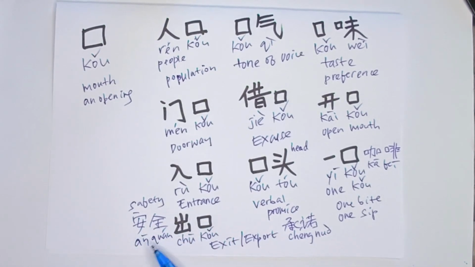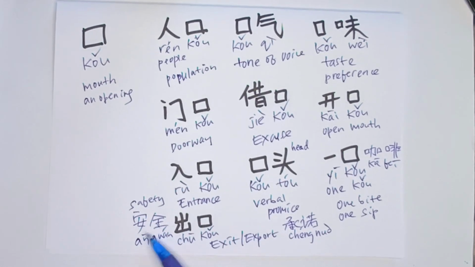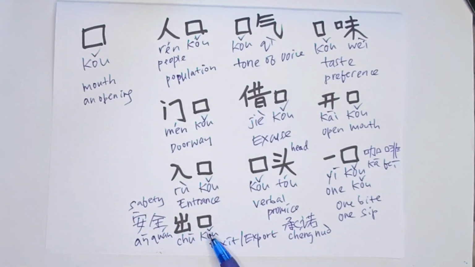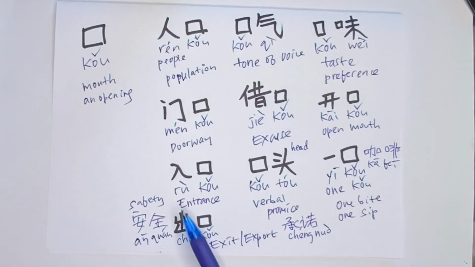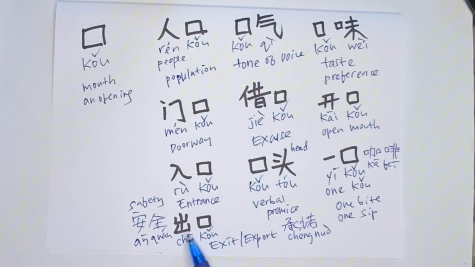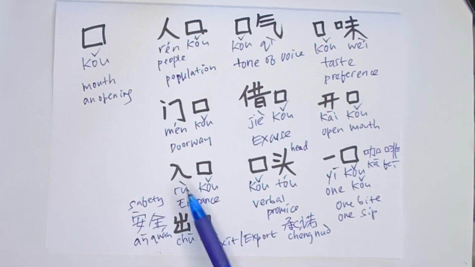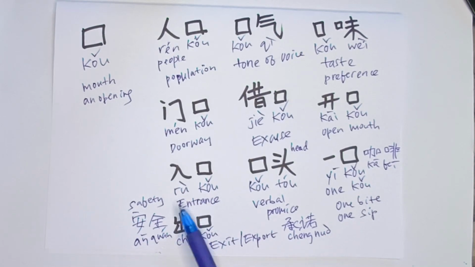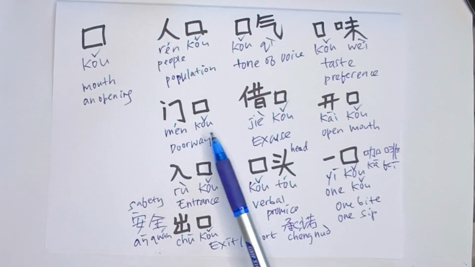安全 means safety. Safety exit. Or 出口 can also mean export. China does a lot of export. And 入口 is the opposite of 出口. 出 is to go out, 入 is to come in. 入口 means the entrance.